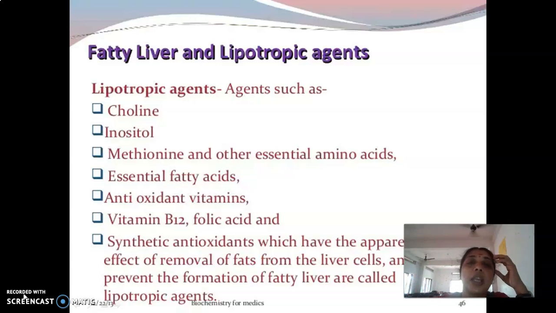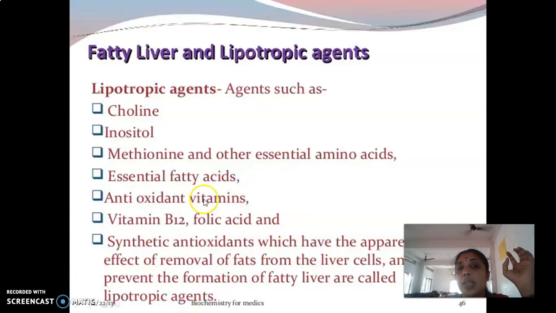So how can it be prevented? It can be prevented by a class of molecules known as lipotropic agents, lipotropic factors or lipotropins. So which are the lipotropic factors? They include choline, inositol, then lecithin or phosphatidylcholine. There are essential amino acids like methionine, right? Essential fatty acids, that is polyunsaturated fatty acids. Then antioxidant vitamins, that is vitamin E. Similarly selenium, a mineral, which is very much essential. Then vitamin B12, folic acid, then synthetic antioxidants, etc.